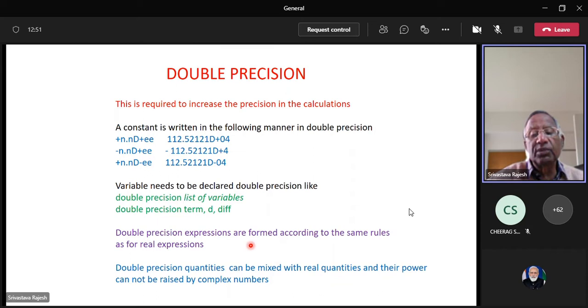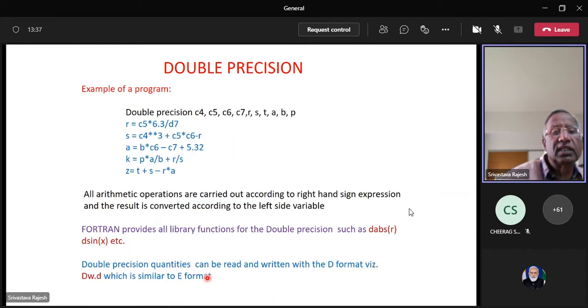So double precision expressions are formed according to the same rule as real, and thereafter there is no difference. Double precision quantities can be mixed with real quantities, and their power cannot be raised by a complex number. Like you saw that in a real quantity, we could raise the power by any decimal quantity, but if it is a double precision, then you cannot raise the power by complex number. While if it is a real power, you can always raise the power. So remember that double precision does not allow raising the power by a complex number.